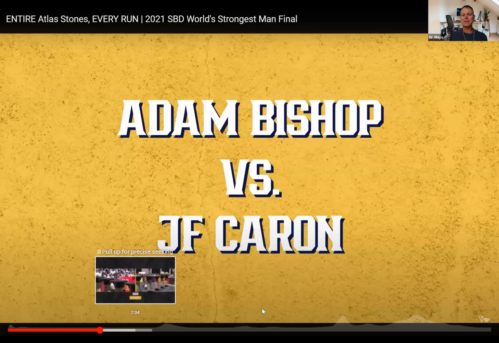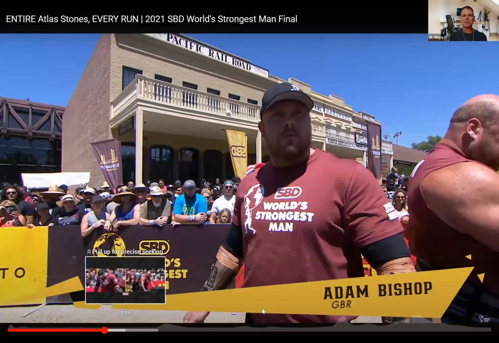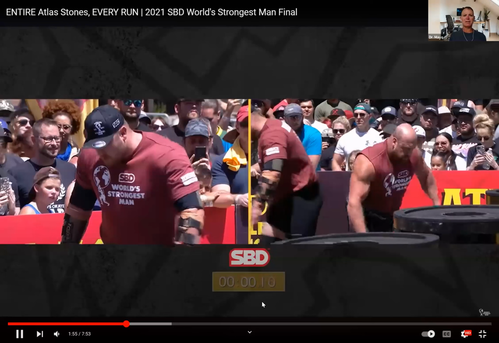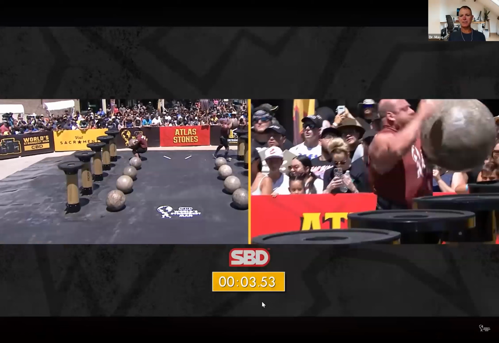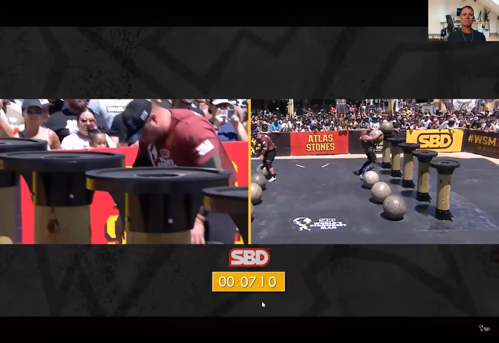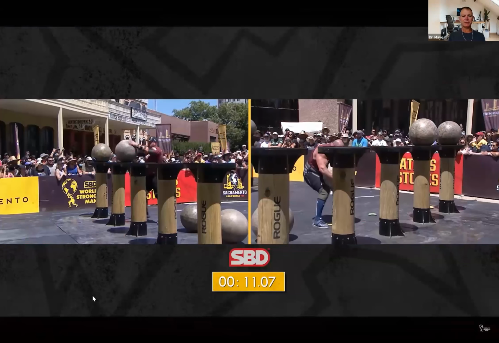And so oftentimes they have them competing against one another. So here you go, they've got them competing. Some of these guys, there's technique to this too. But you can see this is ridiculous, right?